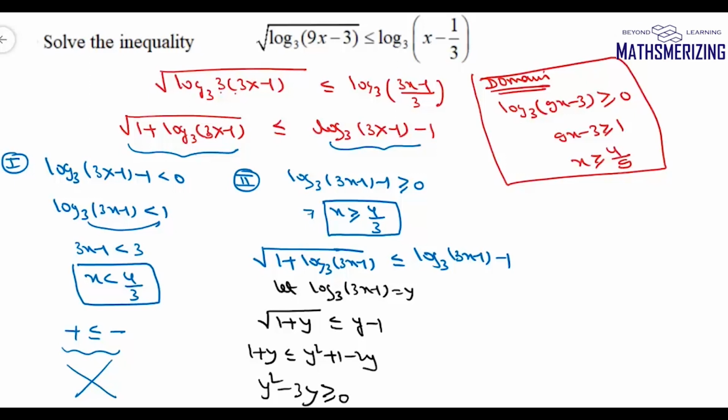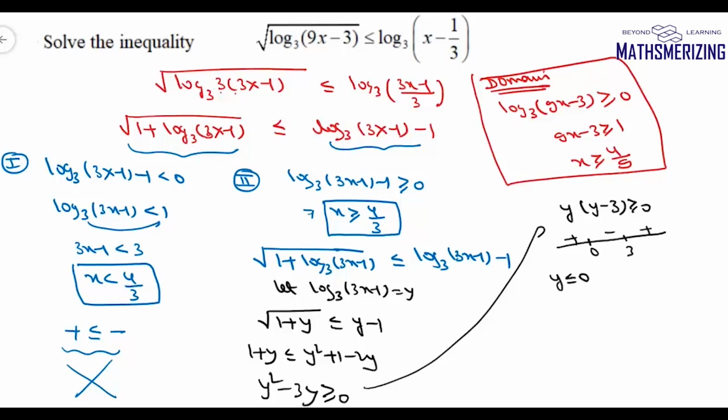So I can write it as y, y minus 3 is greater than or equal to 0. So the roots are 0 and 3. So it is plus, minus and plus. So what I'll get is either y is less than or equal to 0 or y is greater than or equal to 3. So now I'll put the value of y.